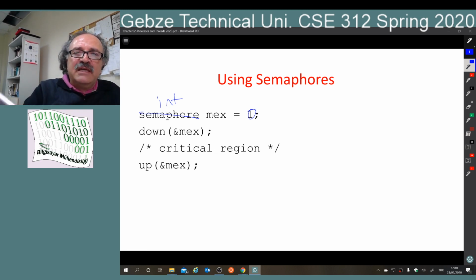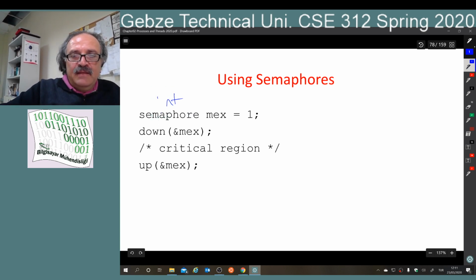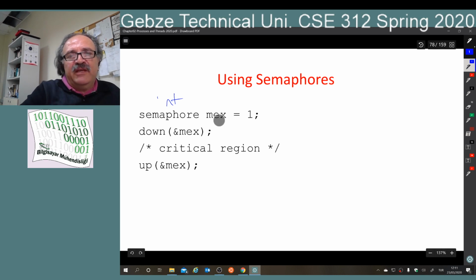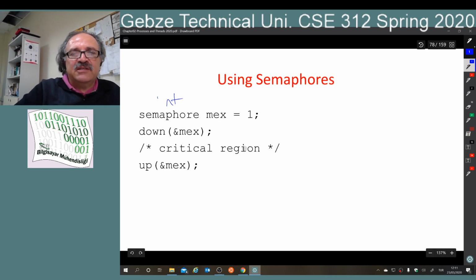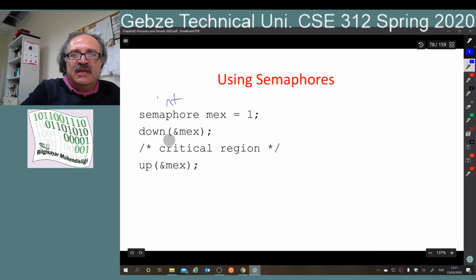So as long as I have my mutual exclusion variable as 1, I can enter this critical region. But once I am in the critical region, nobody can enter it because I decremented it.